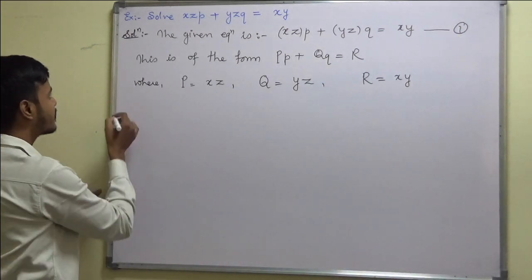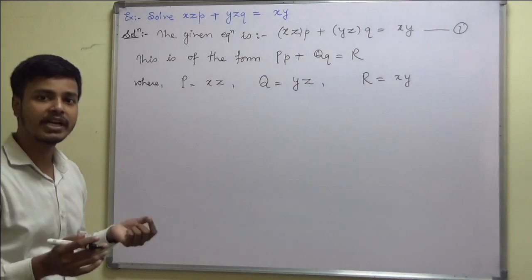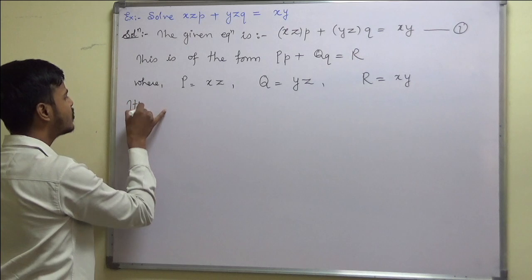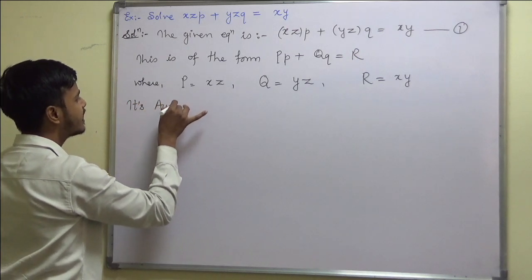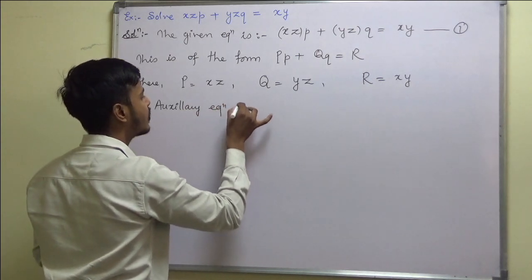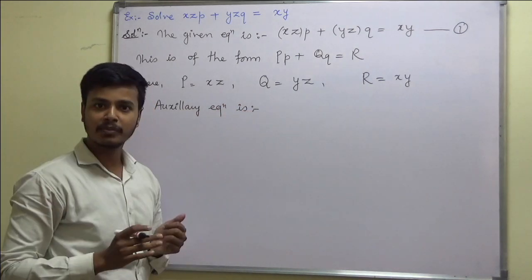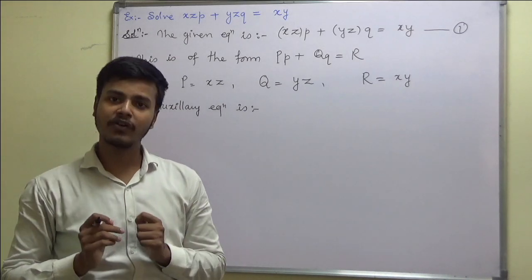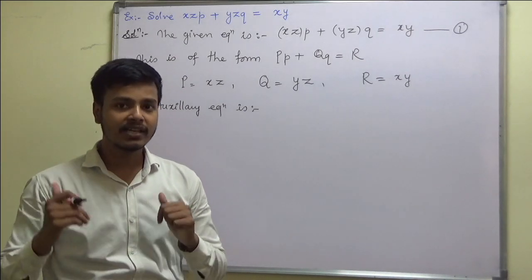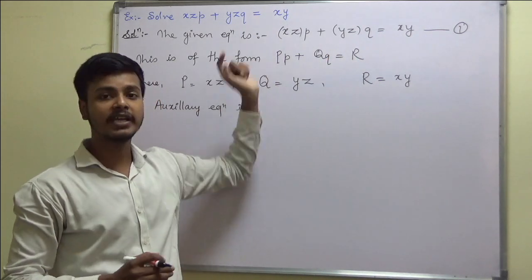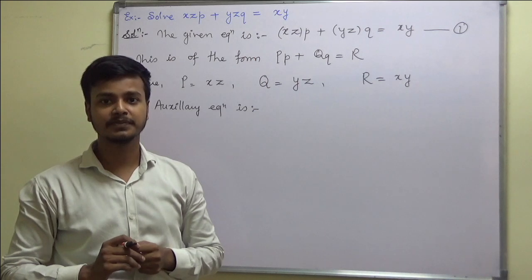Then what is our step number 2? Our step 2 is to write down the auxiliary equation. So you can write its auxiliary equation is... what is its auxiliary equation? Do you remember? So I want you to just pause the video for a few seconds, try to recollect the auxiliary equation for this Lagrange's equation, okay, and resume the video.